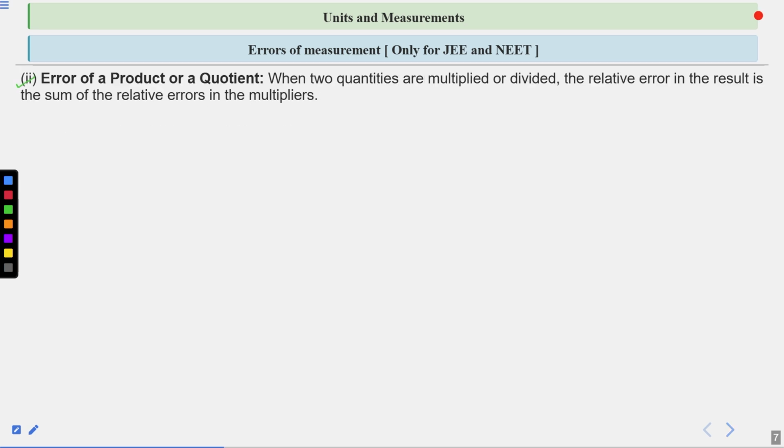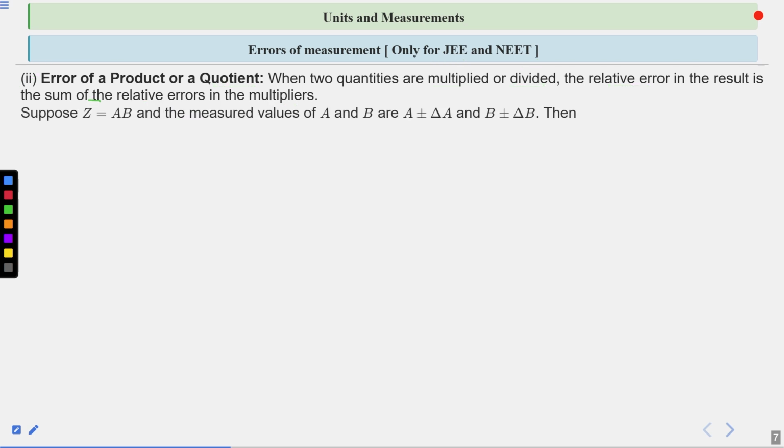Second is error of a product or a quotient, when two quantities are multiplied or divided. Suppose we have two quantities and we want to multiply or divide. In that case, the relative error in the result is the sum of the relative errors in the multipliers.